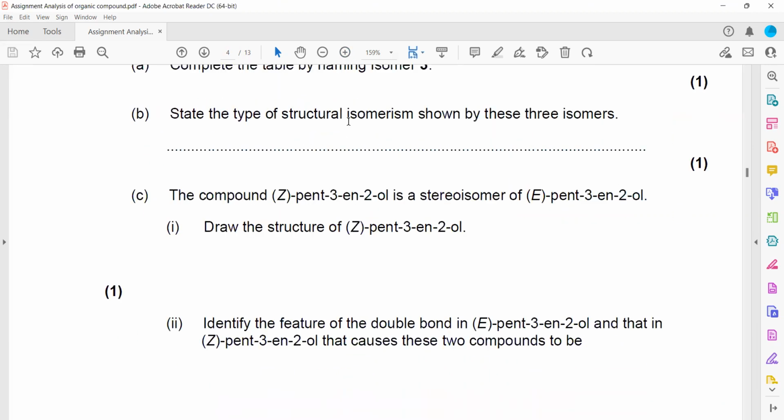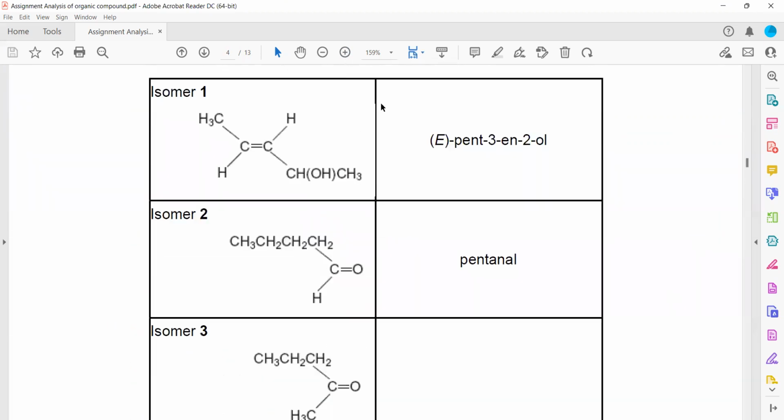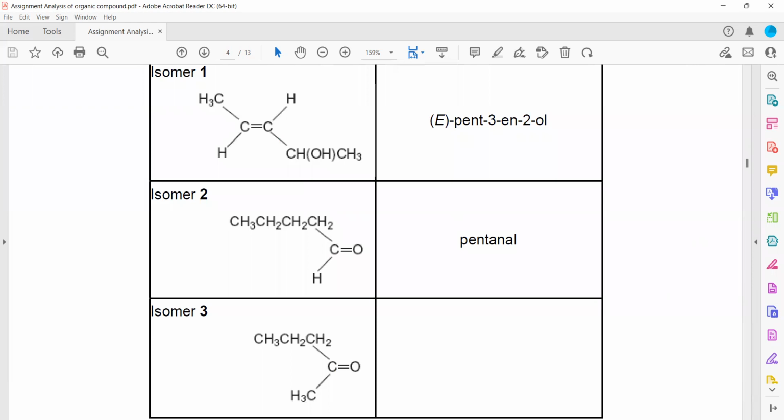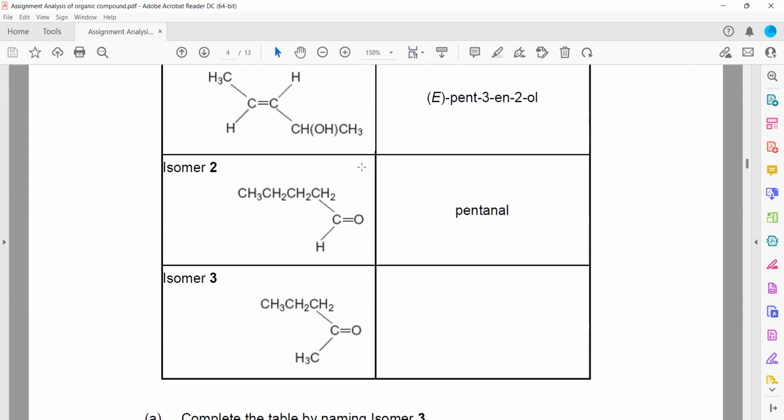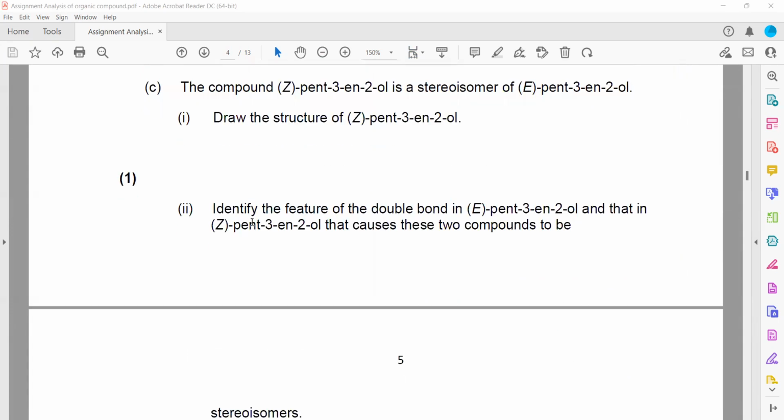Next, state the type of structural isomers shown in these three. So as you can see, they have the same molecular formula but different functional groups. So what we call this type of isomerism, we call it functional group isomerism. Structural isomerism is divided into functional group, position, and chain isomerism. So this is functional group isomerism because they have different functional groups. So here, the answer will be functional group isomerism. Two or more molecules have the same molecular formula but different functional groups.